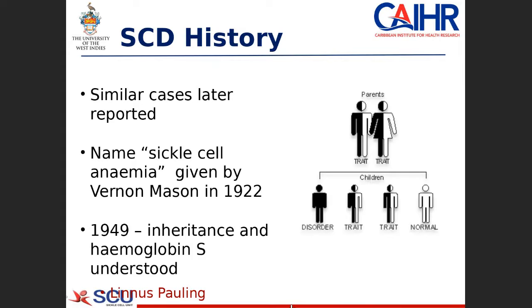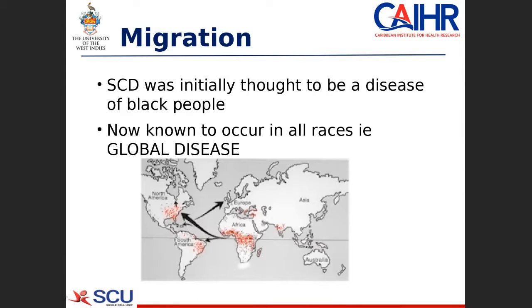Now, because initially the first cases reported were all in Black people, it was thought to be a disease of Black persons, all right? And still that's a common myth that is held to this day. But we actually now know that sickle cell disease occurs in all races. It is truly a global disease, and a lot of this is related to migration, slave trade, and persons moving to other areas of the world.